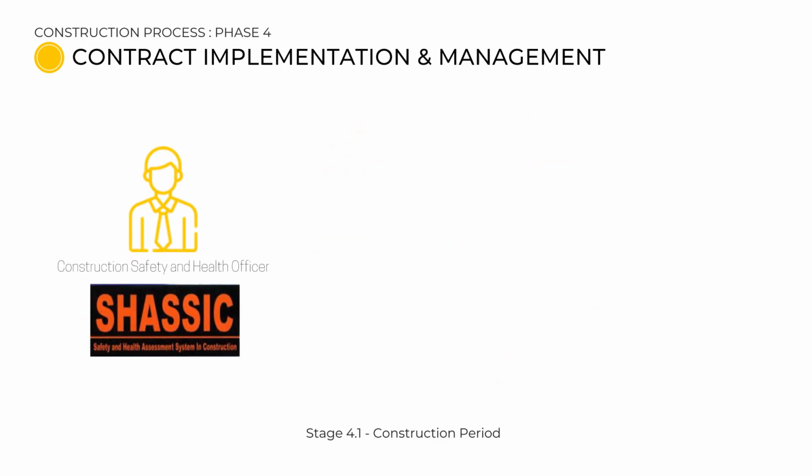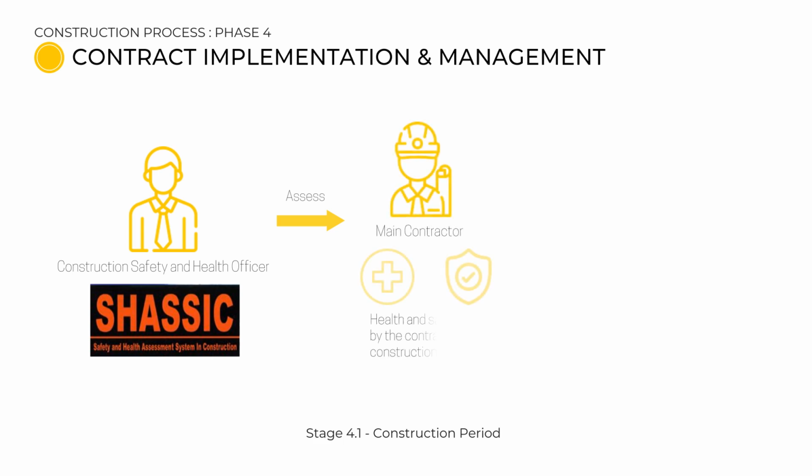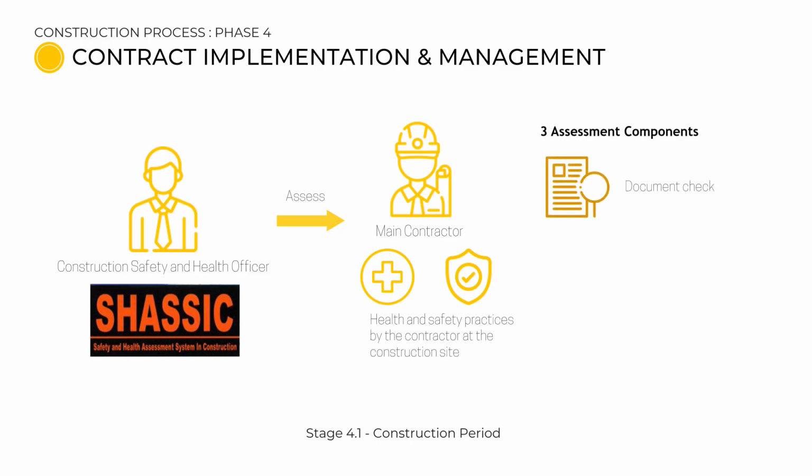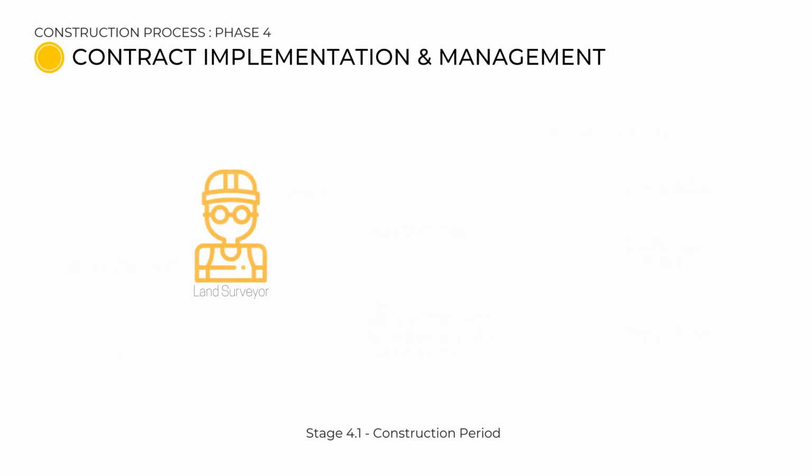The Construction Safety and Health Officer from SCHEMATIC assesses the health and safety practice carried out by the main contractor at the construction site. SCHEMATIC utilizes three components for assessment, which are document checking, site or workplace inspection, and employee interviews. The land surveyor sets up the boundary lines on site before construction works begin.